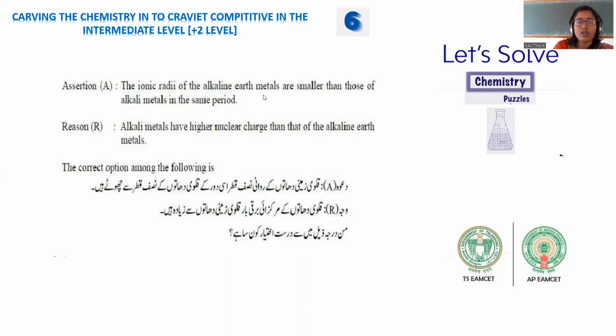Alkaline earth metals are in the second main group, so obviously their ionic radii will be smaller compared to alkali metals. This is the right statement. And the reason, that alkali metals have a higher nuclear charge than alkaline earth metals, is the wrong statement. For example, let's consider the simplest pair, lithium and beryllium. Lithium has 3 protons, and beryllium has 4 protons. Where is the nuclear power more? In the alkaline earth metal, beryllium, because the more protons in the central nucleus, the more the power of the nucleus, so the size decreases. Lithium has only 3 protons, so the nuclear effect is somewhat smaller. In this manner, alkali metals always have lower nuclear charge, not higher. So this reason is extremely wrong.